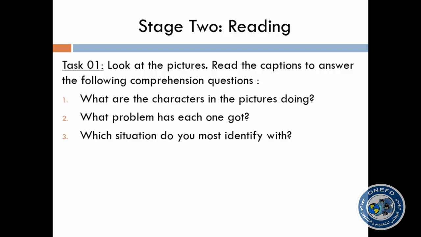We read the answers, then we move on to our text. So let's read the first question. What are the characters in the pictures doing? What problem has each one got? Which situation do you most identify with?